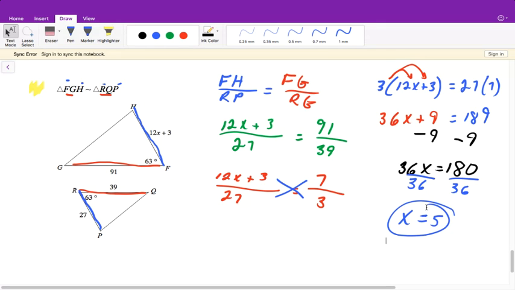All right, and that is it. So when you are doing this, you just need to make sure that you are reading your similarity statement, just like we needed to read our congruency statement. It's very similar in those ways, except for now we're not just setting things equal, but we need to create these proportions, which are ratios set equal to each other.